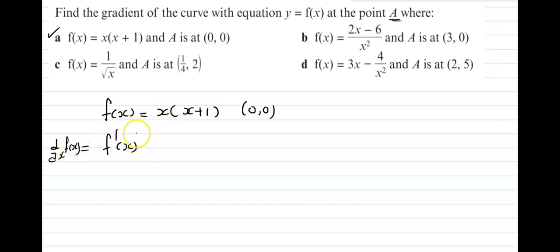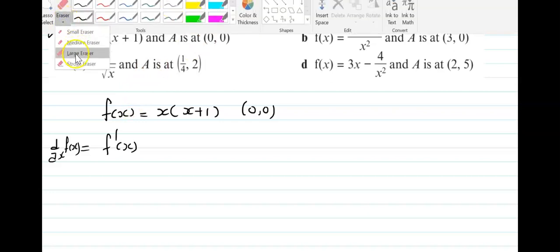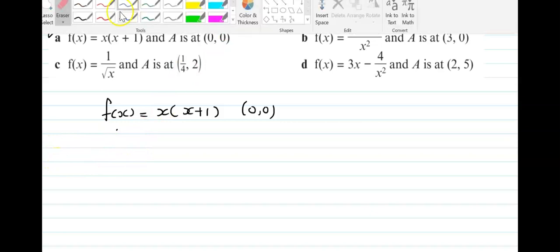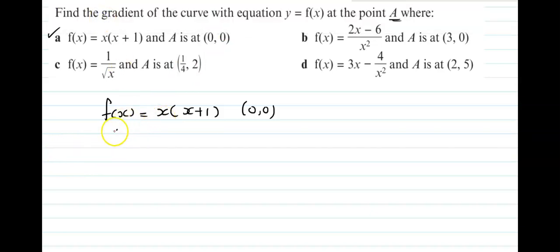But let's simplify what f(x) is. I'm just telling you what f dash x means. Here f(x) is this. If you multiply inside, it will be x square plus x. Now f dash x means differentiation of f(x) with respect to x. So it will be 2x plus 1.